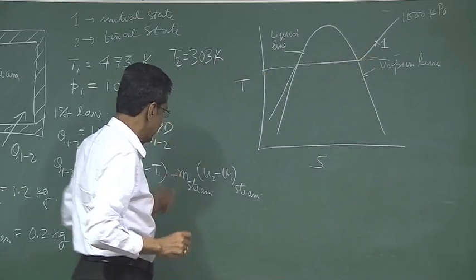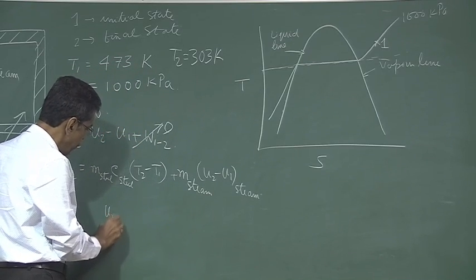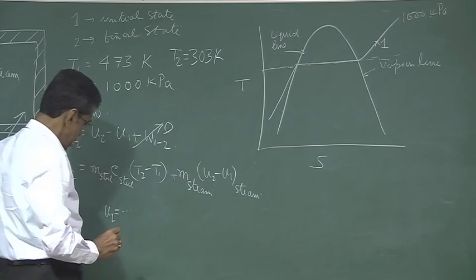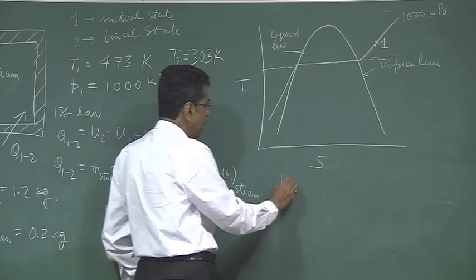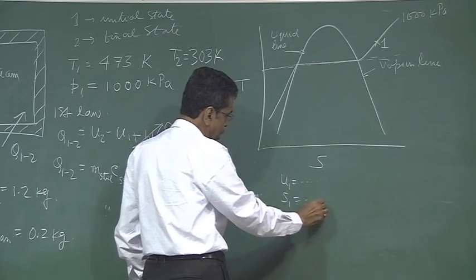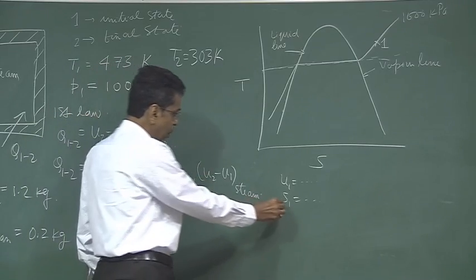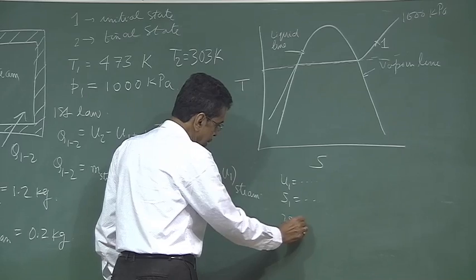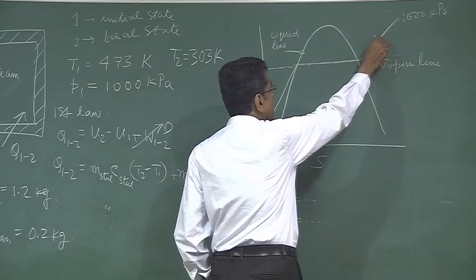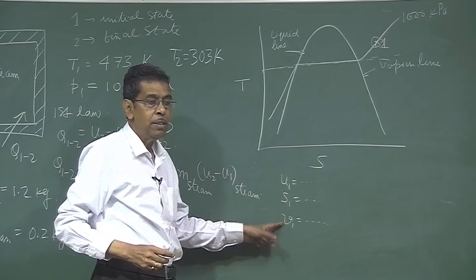So from the superheated steam table, I find u1 and s1. These are all specific values, the small u and s are specific values. This will be required. And I also find the specific volume of the steam at the initial state. This will be required. So these three things I find from the superheated steam table.